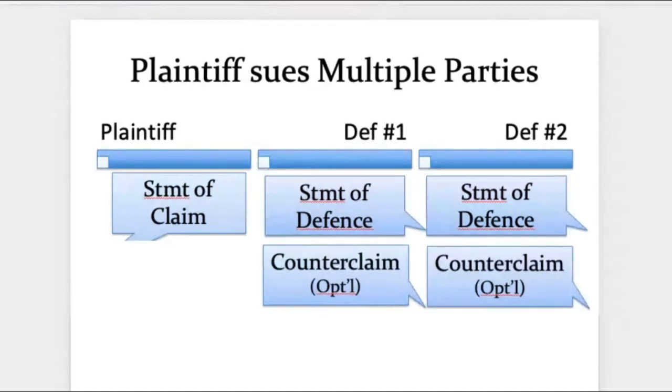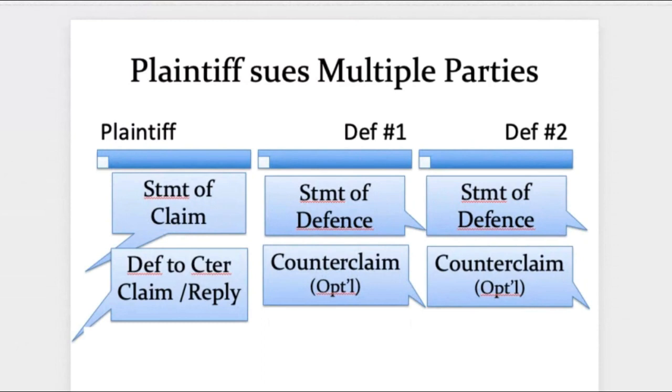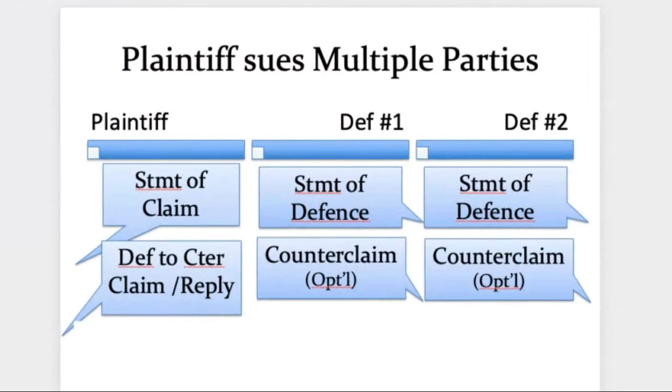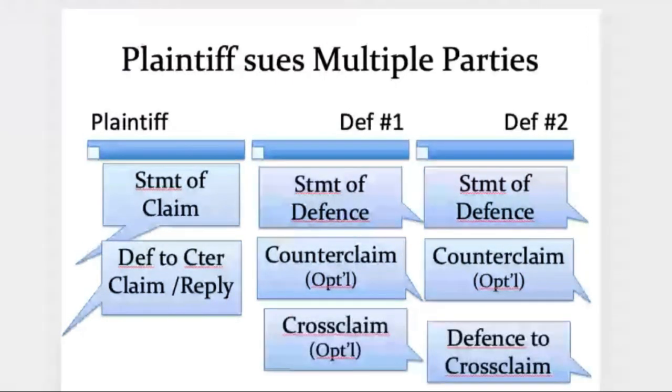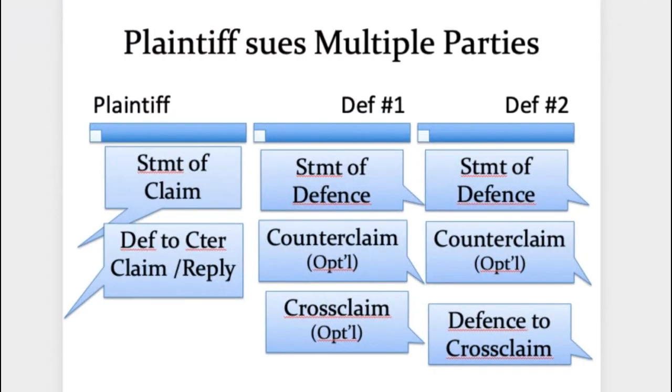Then obviously both defendant 1 and defendant 2 would have to issue a statement of defense and have the right, optionally, to issue a counterclaim. In which case the plaintiff can issue a defense to the counterclaim and, if the rules permit, a reply. A cross-claim arises if the plaintiff has sued multiple people and one defendant claims against another defendant.